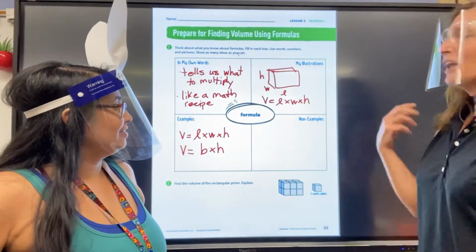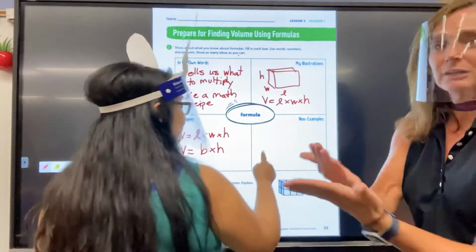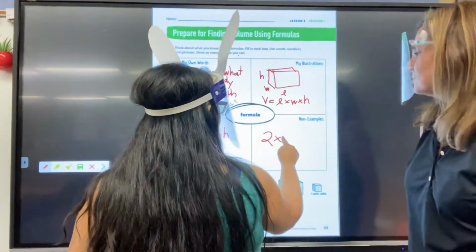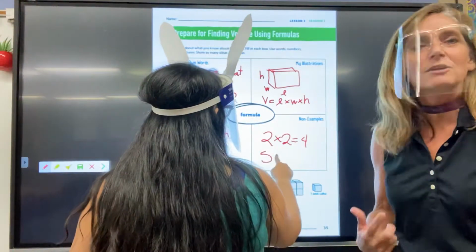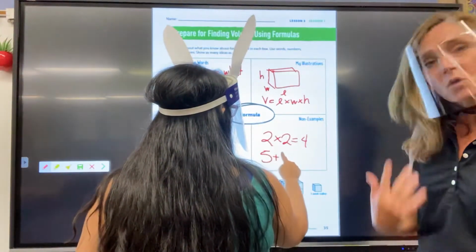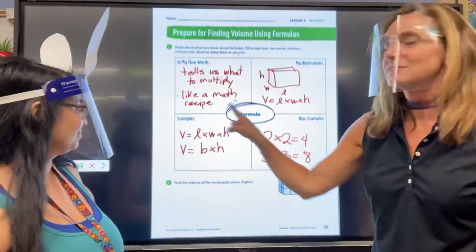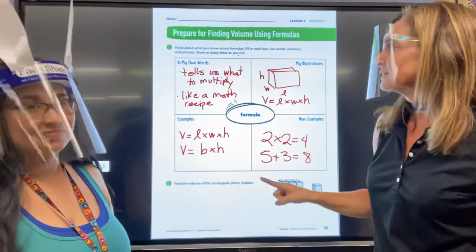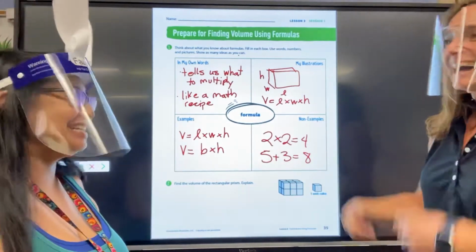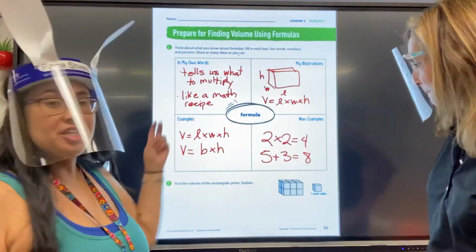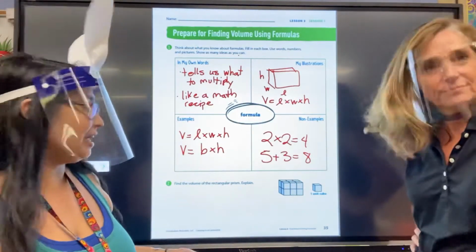Okay, so non-examples. Non meaning not. I know, it's kind of funny. So we have real things, and now we have non-real things. Non-examples would just be any type of multiplication or addition, expression or equation, because they're not formulas, because they're not staying constant all the time. These formulas are always going to be the same. The thing that's going to change is what we put in on those values. Kind of like the recipe. That's right.